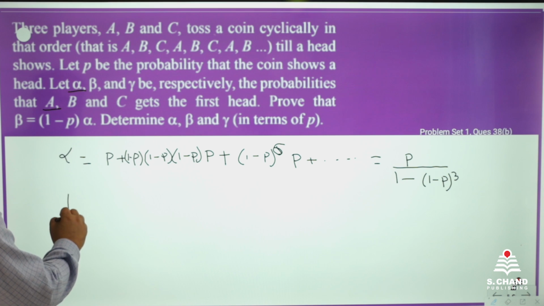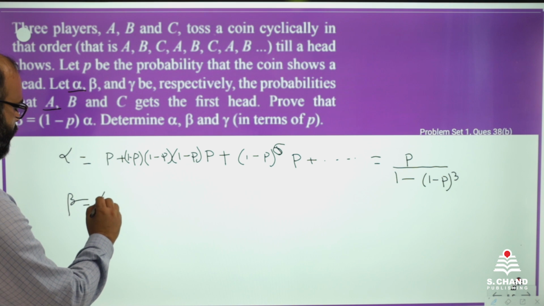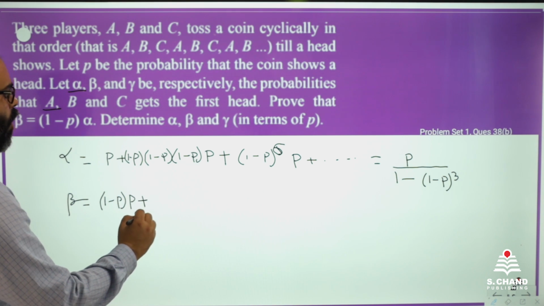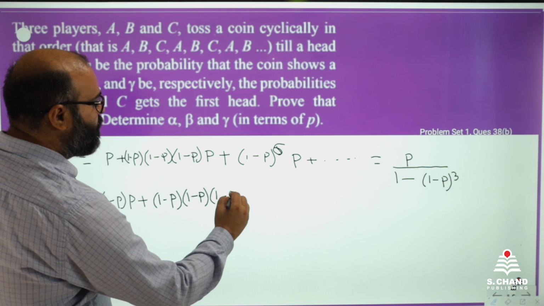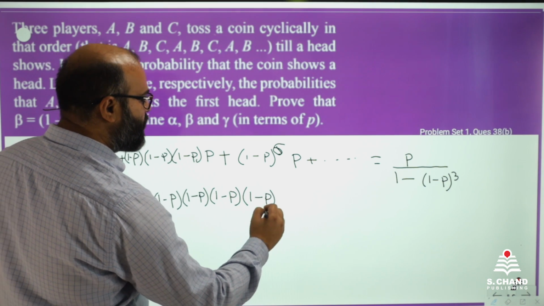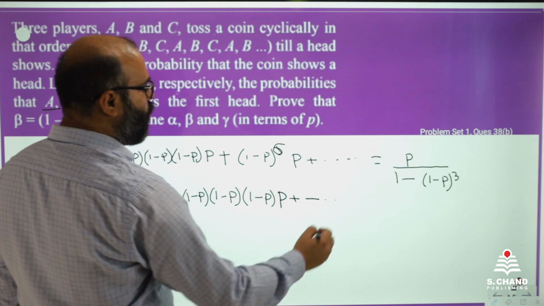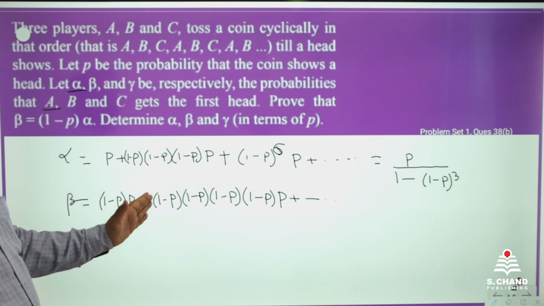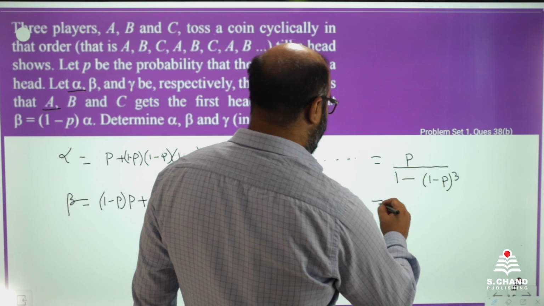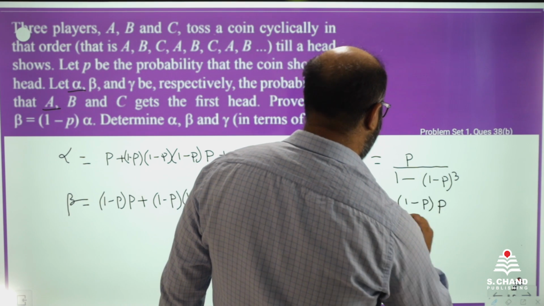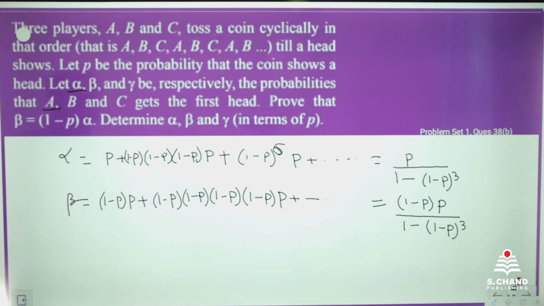Now if you talk about beta, in beta B is having the first head. So A is not having the first head, then B is having the first head. Or A is not having the first head, B is also not having the first head, C is also not having the first head, then A is also not having the second head, and that is not the first head, but B is having the first head. Like this it will go on. So this will be 1 minus P into P, this will be (1 minus P) to the power 4 into P, then (1 minus P) to the power 7 into P. So you will write 1 minus P into P as common, by 1 minus (1 minus P) whole cube. The common ratio is still (1 minus P) whole cube.